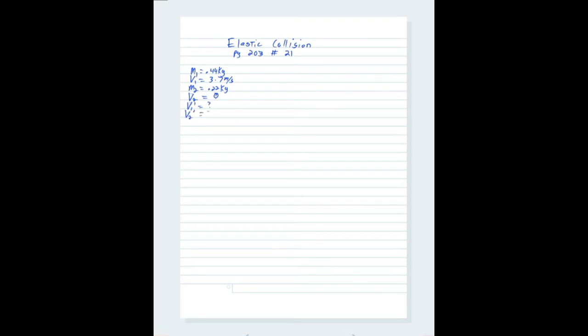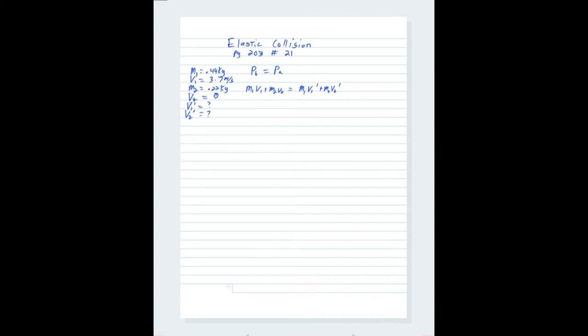So again, I'm going to use that prime notation, the V1 prime and the V2 prime notation, to make sure we know the difference between before and after. Okay, so here's the deal. With the collision, any collision, P before is equal to P after. So I have two separate objects before the collision, so I can write that M1V1 plus M2V2 equals M1V1 prime plus M2V2 prime, because I have two separate objects before the collision, so the momentum of each, and then two separate objects after the collision, so the momentum of each.